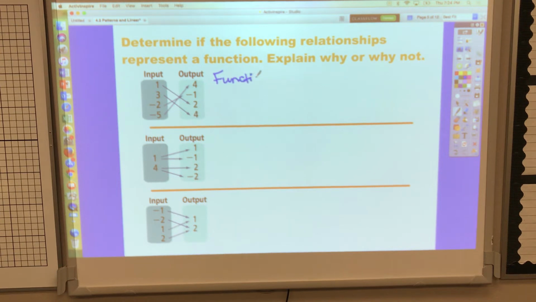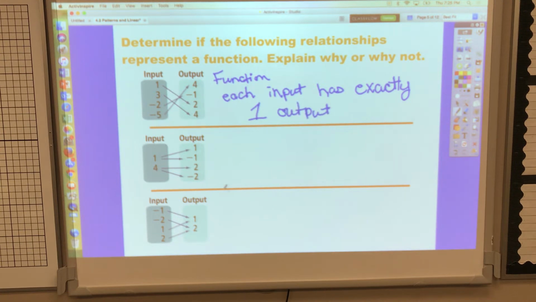And if I look at that, a 1 is only paired with a 2. The 3 is only paired with a 4. The -2 is only paired with -1. And the -5 is only paired with 4. So this is a function because each input has exactly one output. That's right from that definition. Each input has exactly one output.